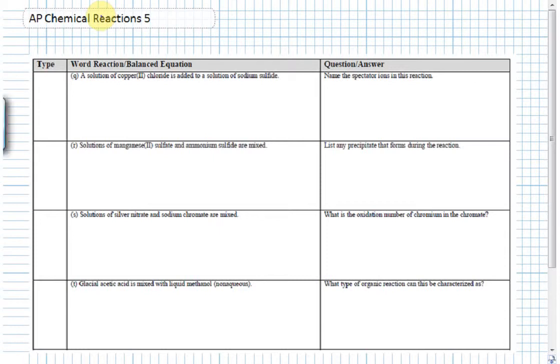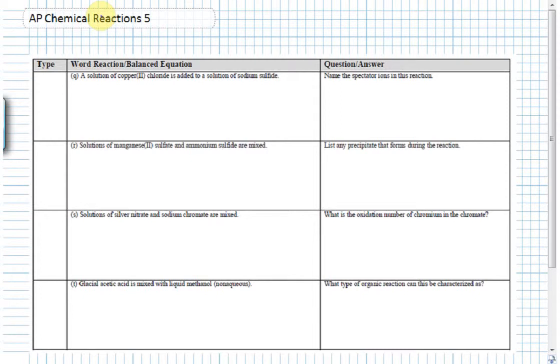All right, here we go again. Are we having fun yet? More AP Chem question number 4 reactions. Again, you're given a description of a reaction. Your job is to write the balanced equation, removing any spectators, balance it, and then answer a question about that reaction. Okay, so here we go.